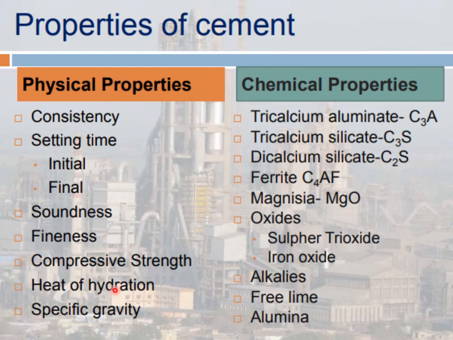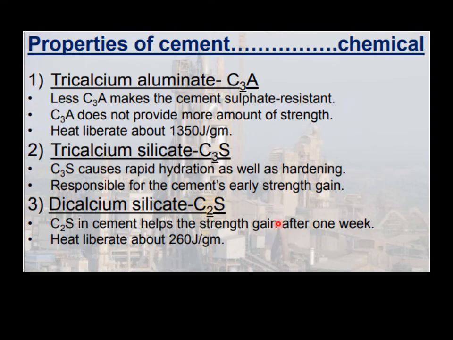So this is the list of physical properties, and these tests will be done in our regular laboratory also. That is normal consistency, setting time, soundness, fineness, compressive strength, heat of hydration, and specific gravity. For chemical composition, as we have already studied, we have the Bogue compounds, all these three. Next, oxides, alkalis, free lime, and alumina content. So these are the properties of Bogue compounds.